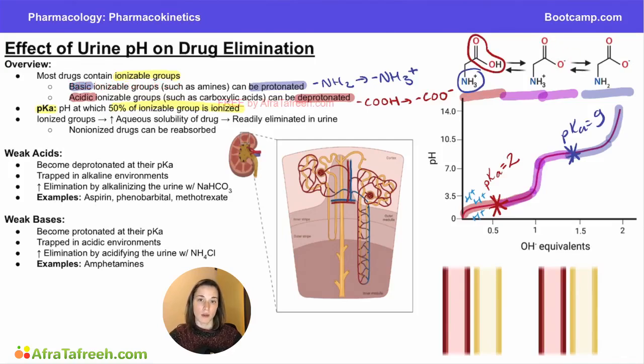The reason that this is important to consider for drug elimination is that charged ionized groups are going to be more aqueously soluble. And that means they're going to be more soluble in urine and more readily eliminated from the body. Recall that drug elimination is primarily done by the kidneys, which filter blood and create urine through a complex system of capillaries and tubules known as the nephron, which is shown here.